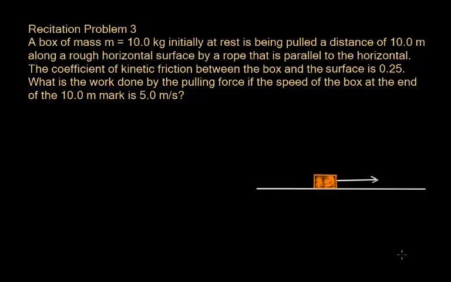Recitation problem 3. A box of mass equal 10 kg, initially at rest, is being pulled a distance of 10 meters along a rough horizontal surface by a rope that is parallel to the horizontal. The coefficient of kinetic friction between the box and the surface is 0.25. What is the work done by the pulling force if the speed of the box at the end of the 10 meters mark is 5.0 meters per second?